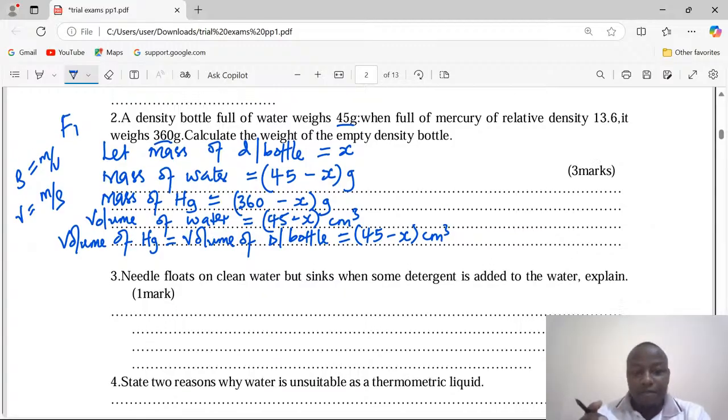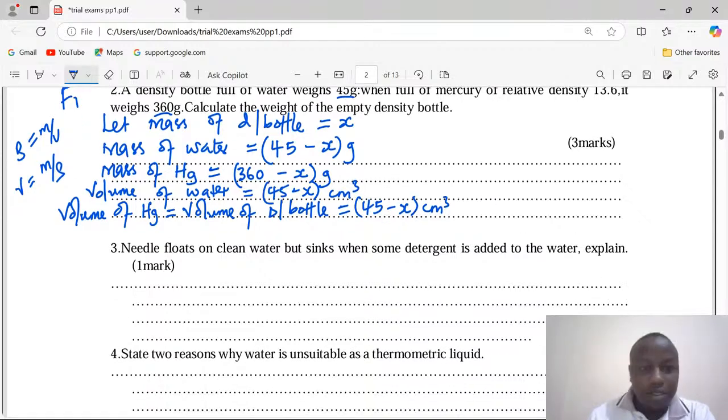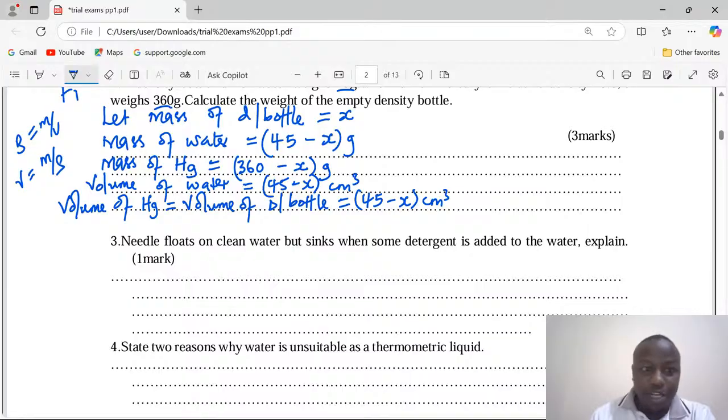Remember, this volume of water is the one filling the density bottle, and we know the volume of water, which means the volume of the mercury, which will fill the same density bottle, and the volume of the density bottle itself are all equal to the volume of water, because the water had filled the density bottle and mercury is filling the same density bottle. So people have to understand that calculation.